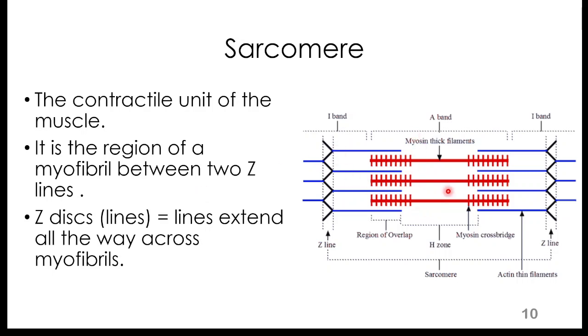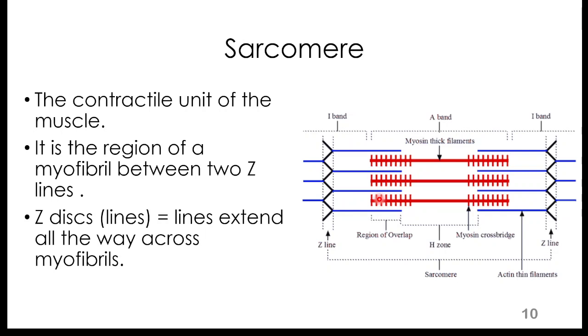Earlier I talked about how the actin and myosin, the thin and thick filaments, interdigitate. Now you can see what we're talking about here. The filaments illustrated in red are the myosin filaments. You can see how this myosin filament runs in between two adjacent actin filaments, and in turn each actin filament also runs in between two adjacent myosin filaments. So that's what we mean by interdigitation.